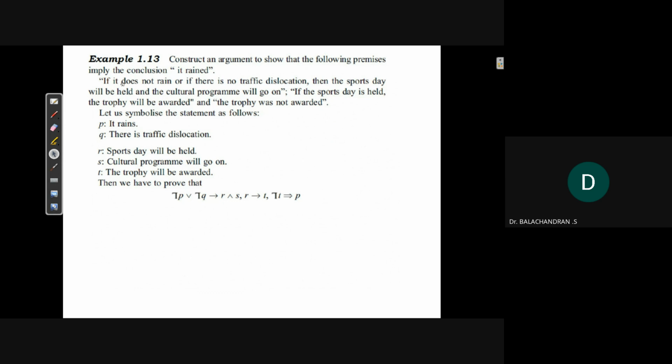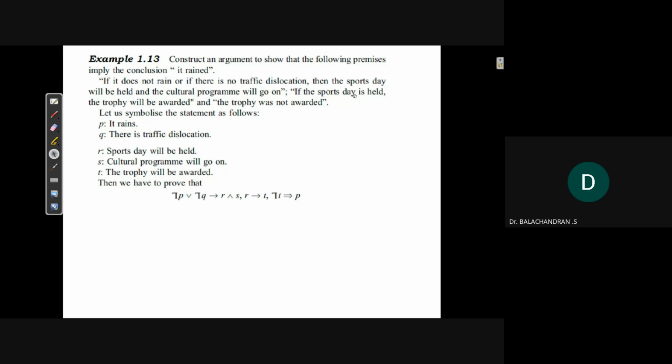The first one is what? If it does not rain means negation P, or there is no traffic dislocation means negation Q. It then implies the sports day will be held, that is R, and the cultural program will go on, that is S. So R and S. The first premise is over.